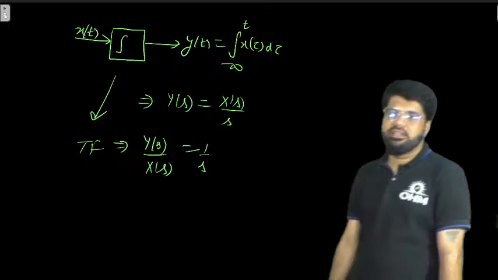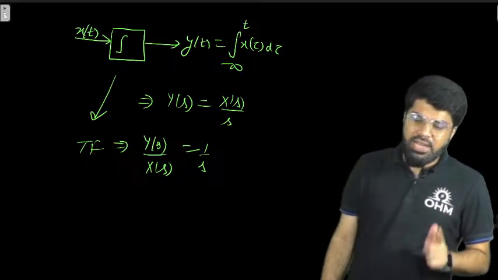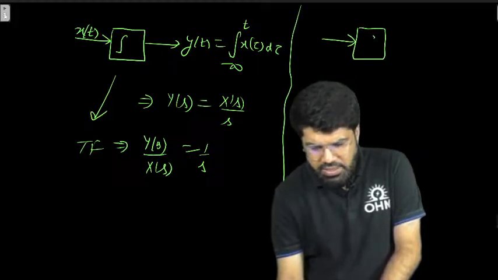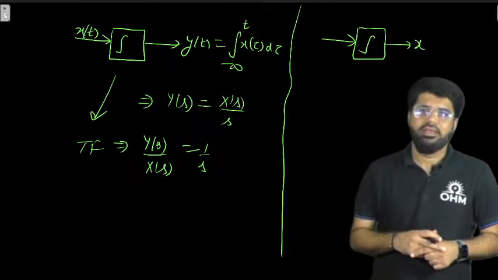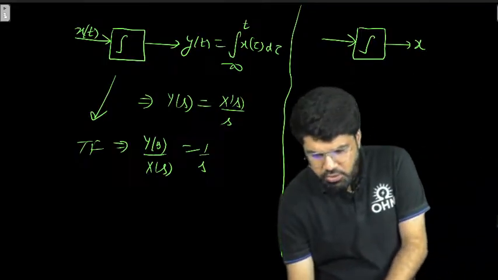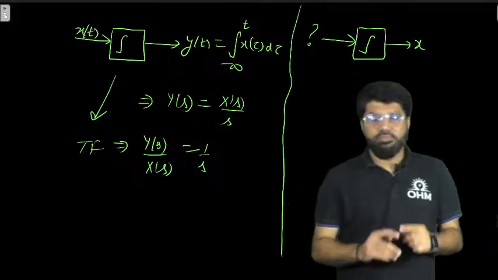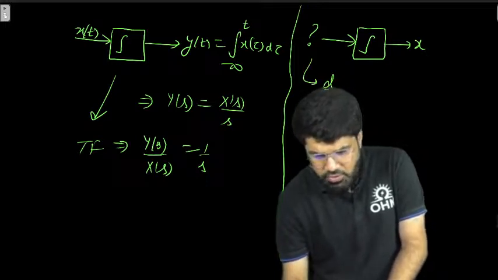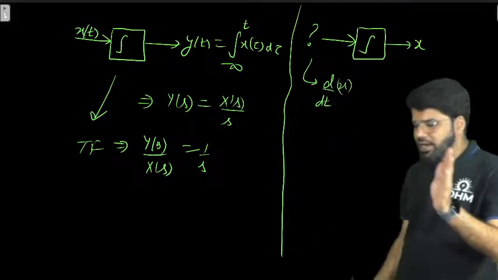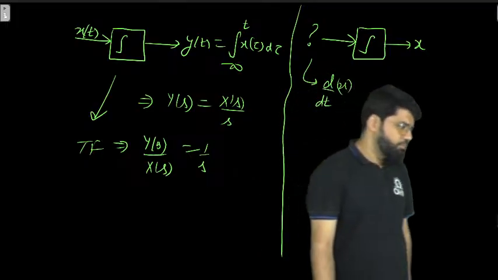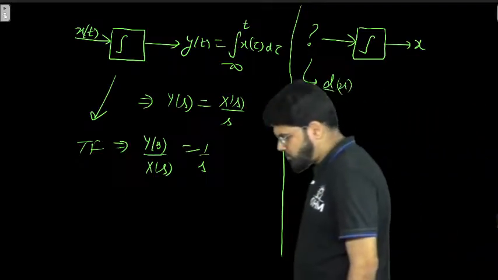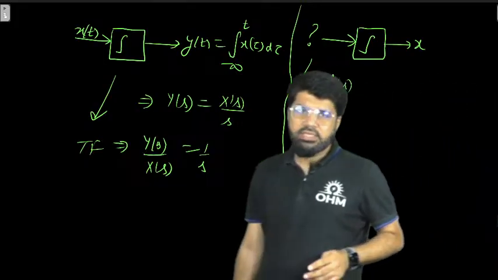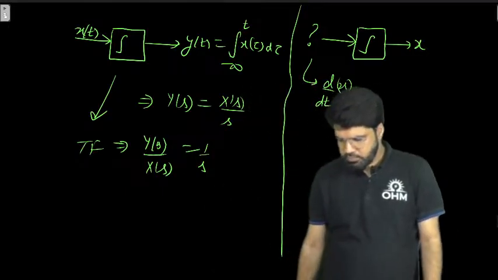So that's why I told you 1 by s is the integrator block. But then what is the next point? If the output of the integrator is some variable x, what should be the input? Think in reverse. The input can be taken as the derivative of x, because the integral and differential will cancel and you get x. So what should be here? The derivative, d by dt of x. When you integrate a differential term, the integral and differential cancel, and the answer will be equal to x. Correct?